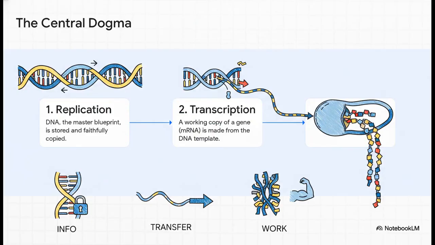So how does the cell actually use these instructions? Well, it follows a process we call the central dogma. Think of DNA as a rare, precious reference book in a library that you can't check out. To use an instruction, you first make a temporary copy of a specific page or gene. That copy is called messenger RNA.